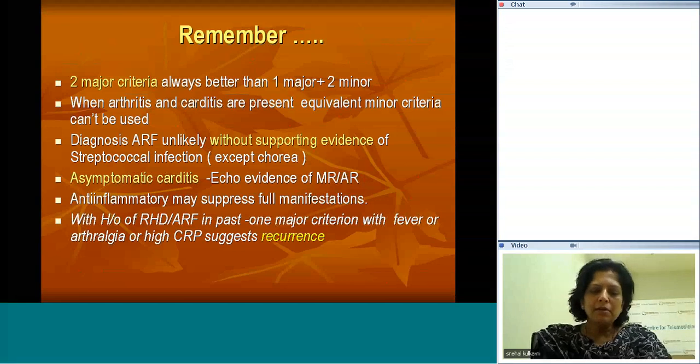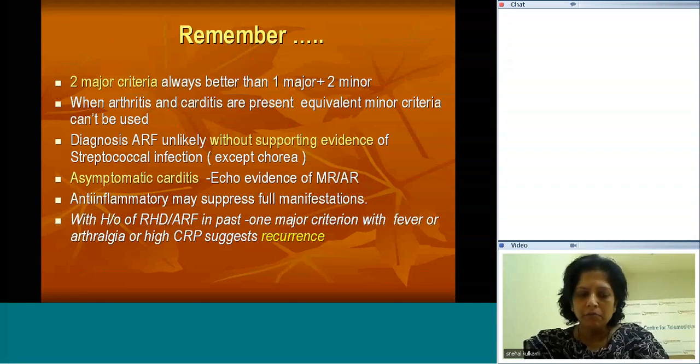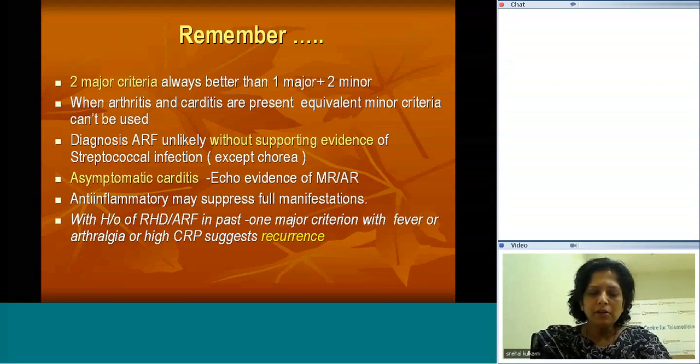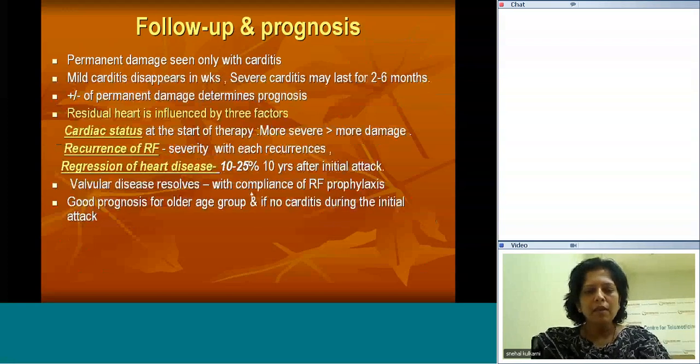When we have asymptomatic carditis, we should use echo guidance for evidence of mitral or aortic regurgitation. Anti-inflammatory agents may suppress full manifestations, so your clinical evaluation may have its pitfalls. With a history of rheumatic heart disease or acute rheumatic fever in the past, one major criterion, arthralgia or high CRP, usually suggests a recurrence. So these are the points to be remembered when we make a diagnosis of rheumatic fever.